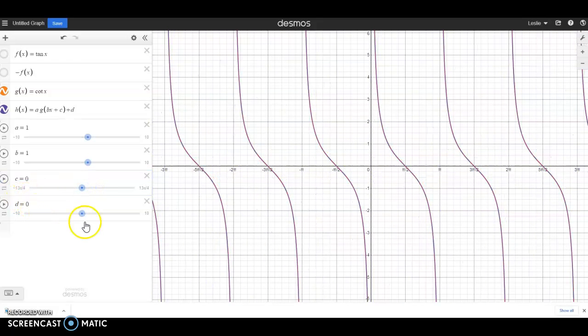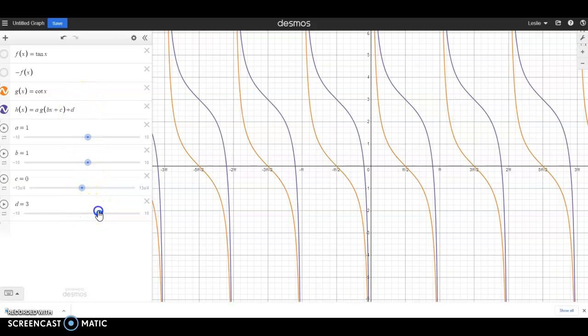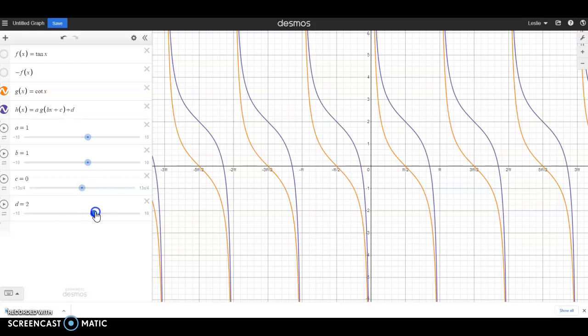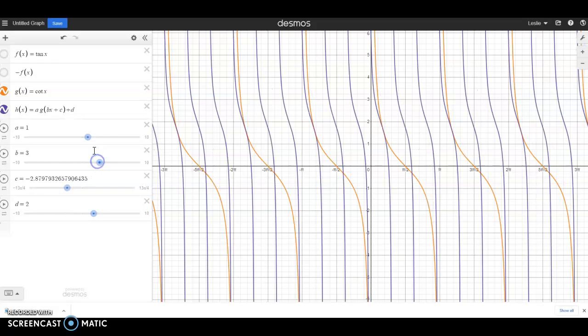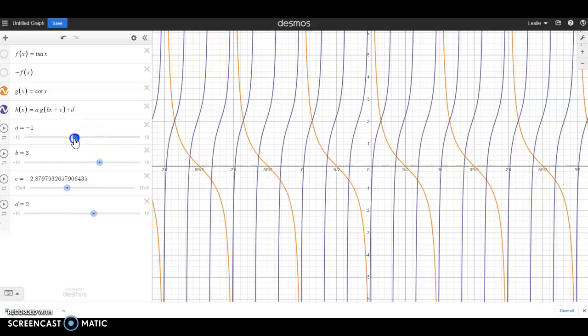Okay. And D is the number here that takes the whole function and shifts it up or down. So once again, the same graph, shifted over, shifted up. That's not what I wanted. Let's move it to the right. Let's make B something like 2 or 3. We don't want too many copies. Let's make A negative. Why not?